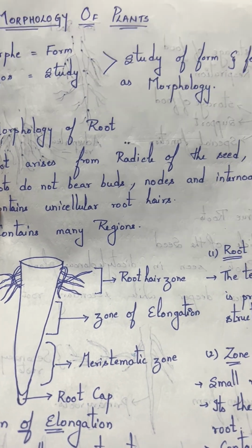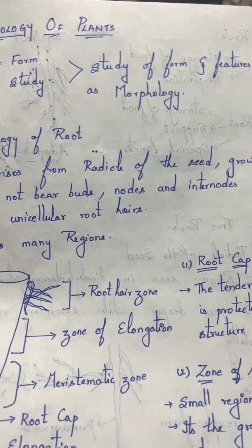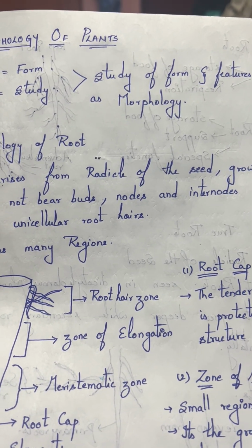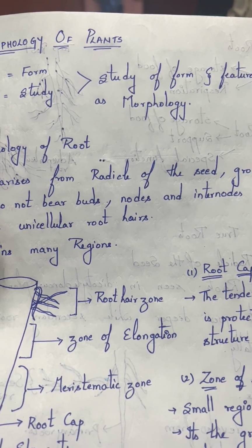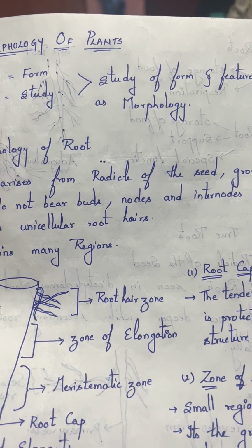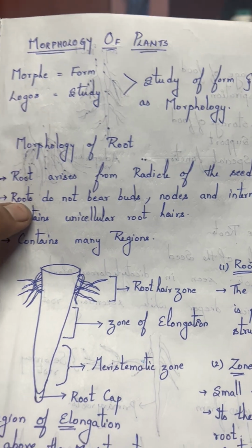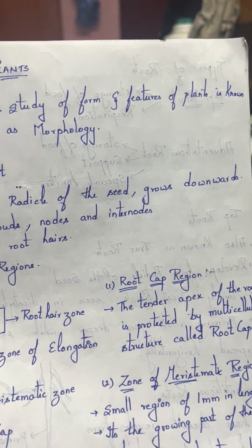Roots arise from the radicle of the seeds. So we have already studied about seed, right? In a bean shaped seed, from the middle part you get the root and the shoot system. The one which grows downwards into the soil is the root system, and the one which goes upwards is the apical system or the shoot system, right? So root arises from the radicle of the seed and grows downwards.